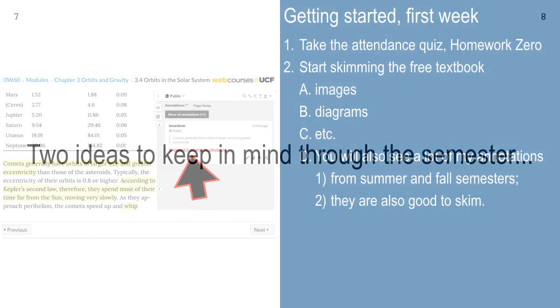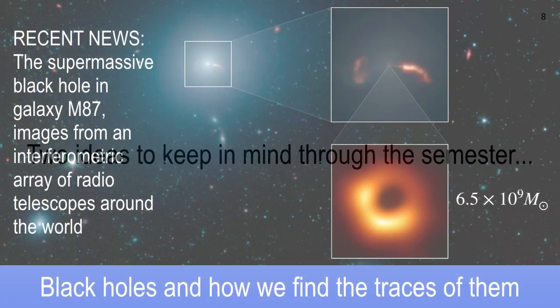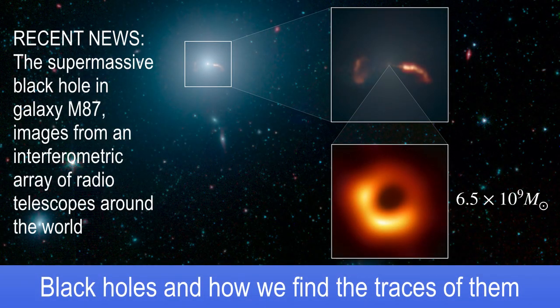I want to emphasize today two ideas to keep in mind throughout the semester. The first one is black holes and how we find traces of them. And everybody wants to know about black holes. And just a short while ago, we imaged one in the center of galaxy M87.